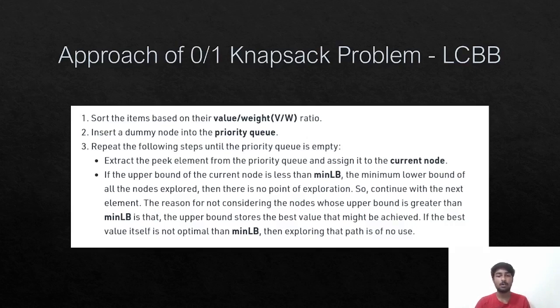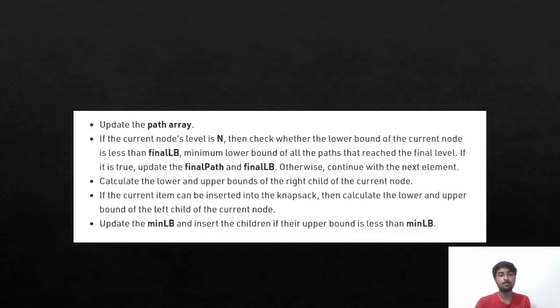The reason for not considering the nodes whose upper bound is greater than the minimum lower bound is that the upper bound stores the best value that might be achieved. If the best value itself is worse than the minimum lower bound, then exploring that path is of no use. Thereafter, we update the path array.